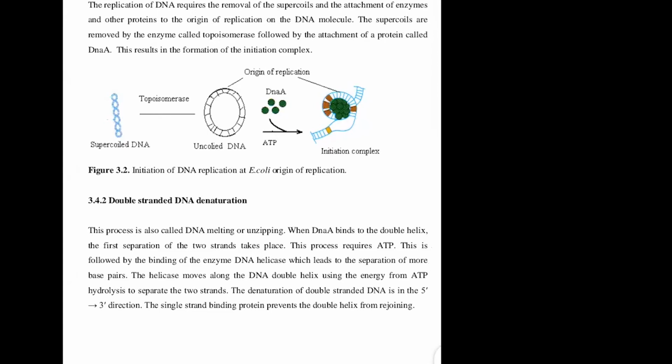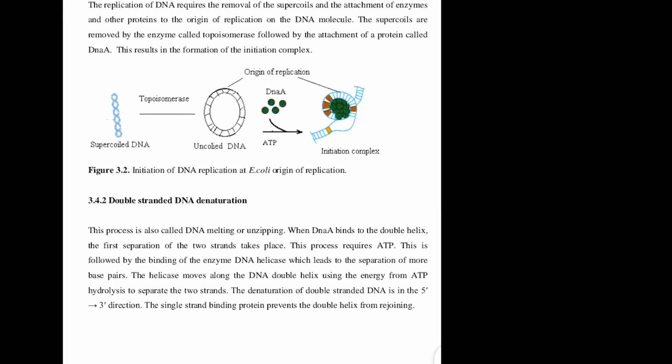Understanding that there's that one point, and DNA is forming a double helix, it coils up, it forms the coils, okay? It coils up, and because it coils up, there's a possibility of formation of what you call supercoils. So the supercoils are supposed to be removed. The supercoils are removed by an enzyme called topoisomerase. Topoisomerase is the enzyme that removes the supercoils by the attachment of a protein called DnaA. DnaA, that is how it is done.